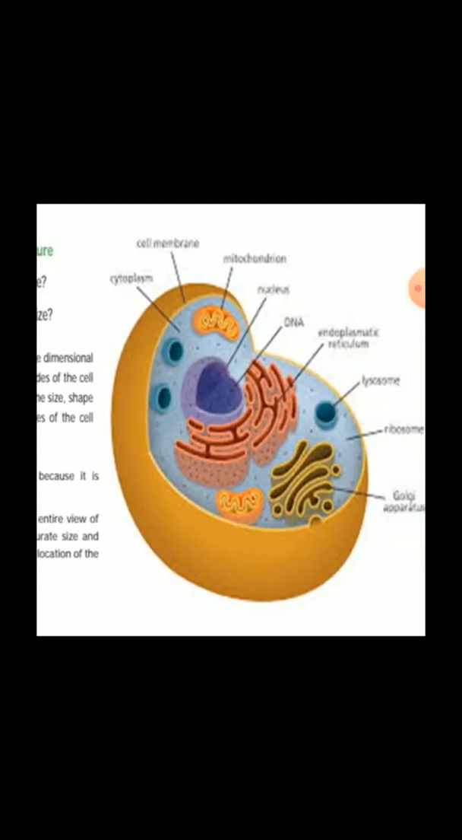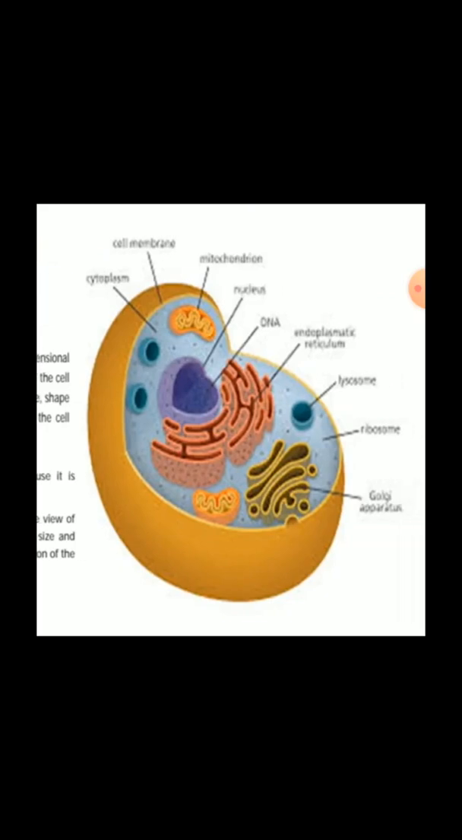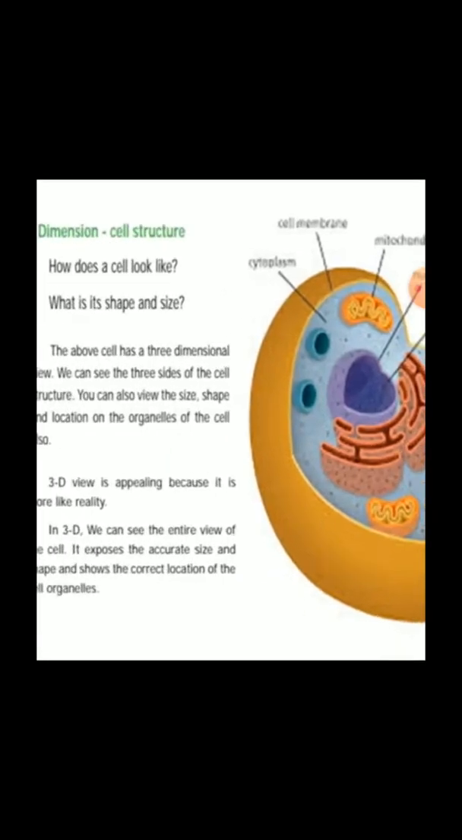Here see, this is the cytoplasm, you already know. Cell membrane, mitochondria, nucleus. This is the endoplasmic reticulum, lysosome, ribosome and Golgi apparatus. Already you know the cell. So this is the 3D structure of the cell. So we can easily view the cell structure clearly. So okay, do you understand, children?